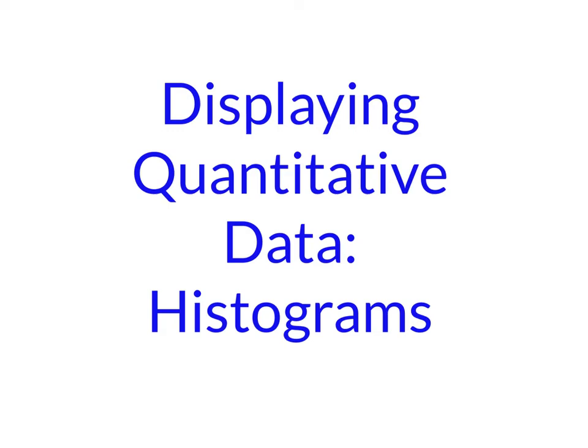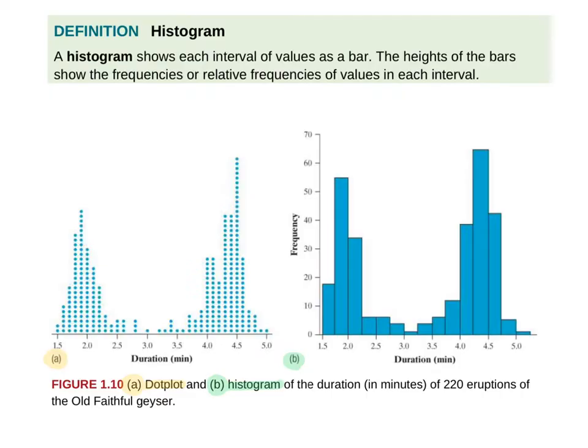In this video, we're going to talk about displaying quantitative data with histograms. So what does a histogram look like and what does it show? So this is a histogram. Looks kind of similar to a dot plot, but has a y-axis, and it shows each interval of values as a bar. So please note that the x and y-axis, at least in this example, has numbers.